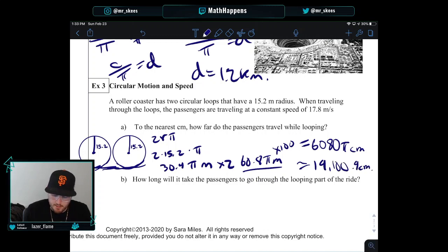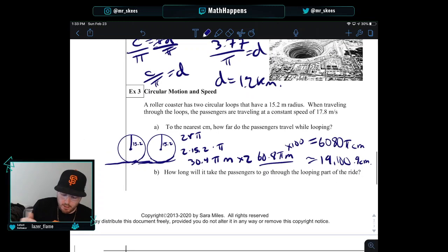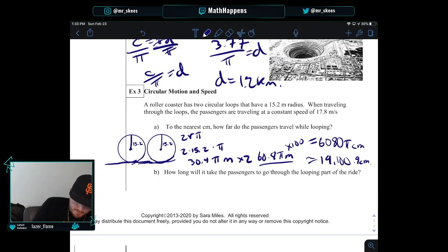19,100.9 centimeters. There it is. How long will it take? Does anyone know? How do we do that?